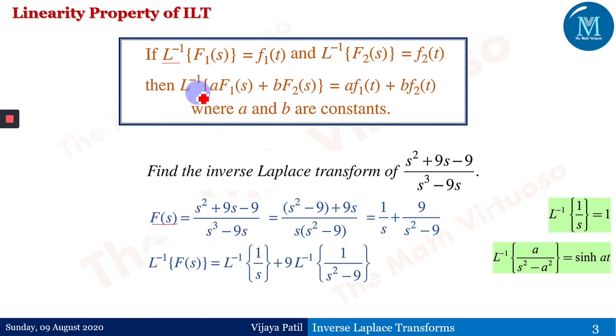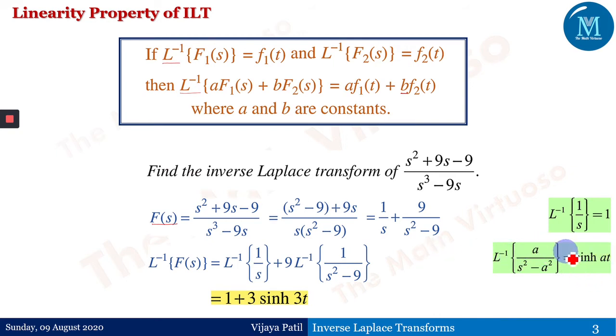Because of this linearity property, L inverse will go with 1 by s, and L inverse will go with 9 upon s square minus 9 also. Out of that, this 9 is a constant with respect to L inverse, so it comes out, like the b over here. Therefore, Laplace inverse of 1 by s is 1, and it is 9 into Laplace inverse of 1 upon s square minus 9. Laplace inverse of a upon s square minus a square is sine hyperbolic at, and therefore it is sine hyperbolic at by a.